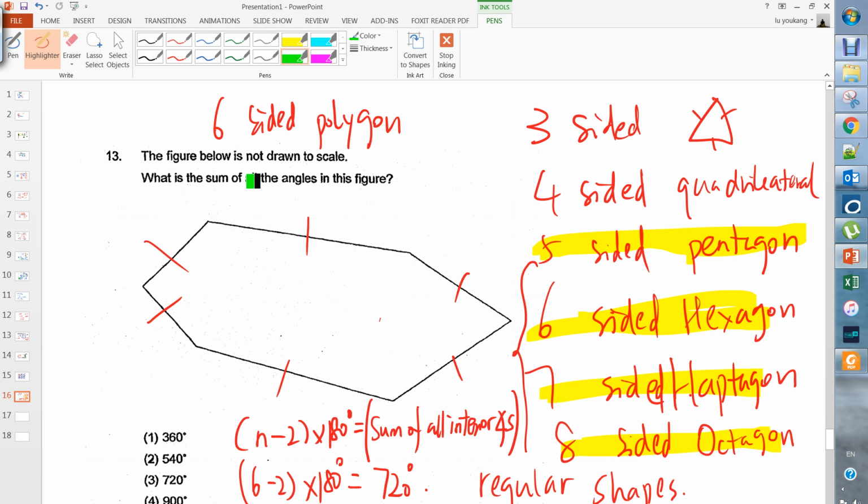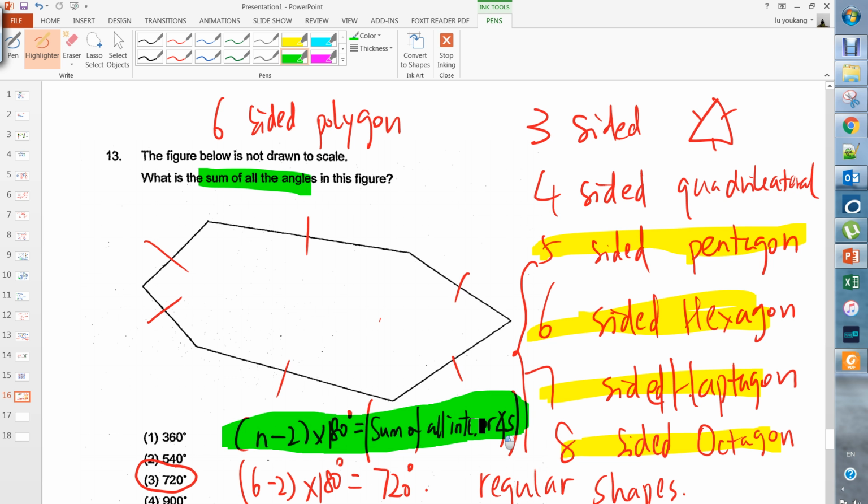So they ask for the sum of all angles, right? So the sum of all interior angles is... you are expected to write this down, just like how you memorized the angle sum of a triangle. This is the formula: (n minus 2) times 180 equals the sum of all interior angles. You are expected to know this.